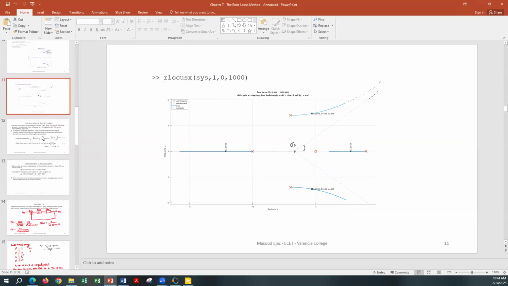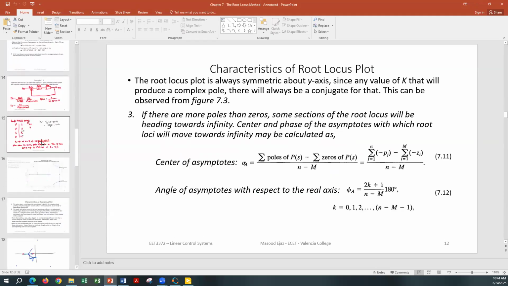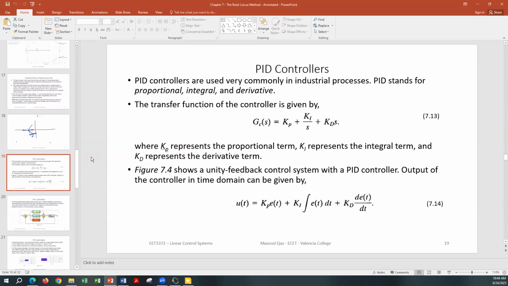So what we have to discuss today is right here, PID controllers. PID controllers are very commonly used in most control systems. They employ PID controllers to reduce the value of the gain between the input and the output. And a PID controller employs three different paths.